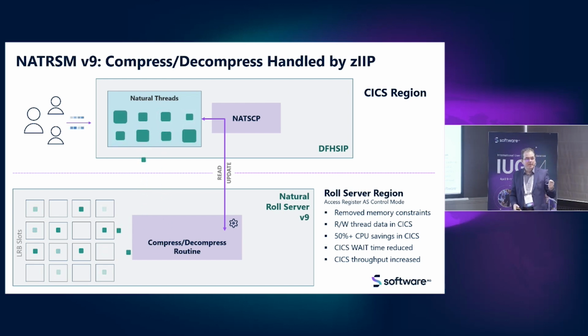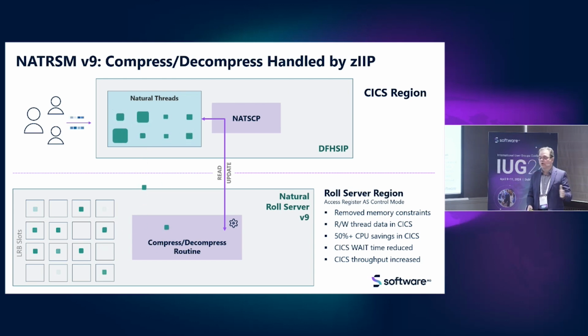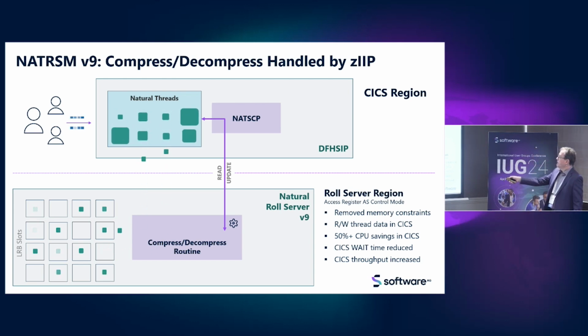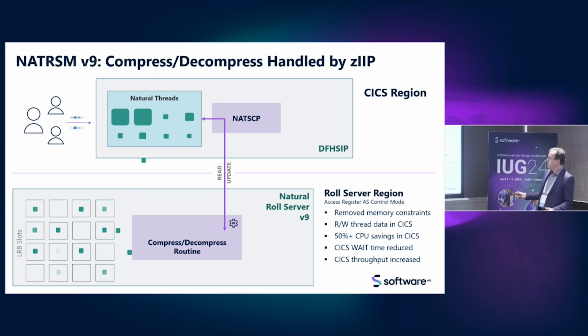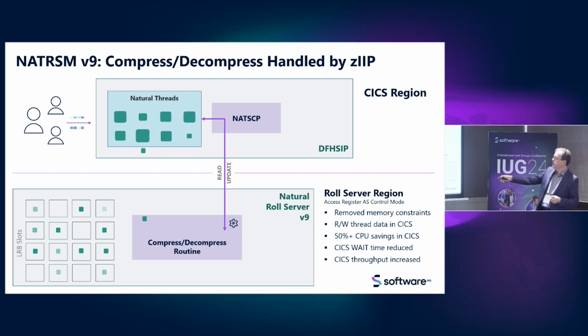Swap pool will go away at some moment, and we strongly recommend the Natural Roll Server, because then, here you see in the upper part the CICS region, and in the lower part the Roll Server region. When you have zIIP under CICS, the Roll Server can do the compression and decompression of the Natural threads, and it's able to read the memory within the CICS region directly, compress and decompress it, and load this into the slots of the Roll Server.